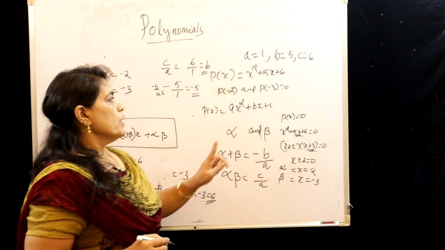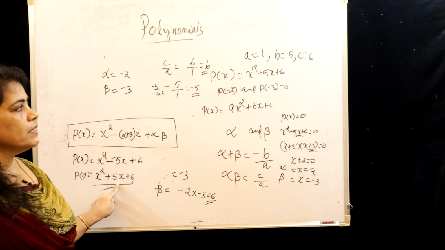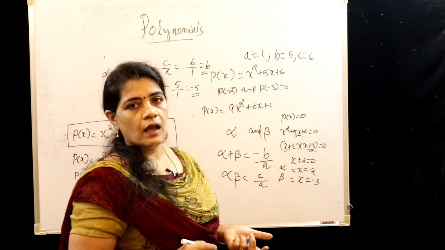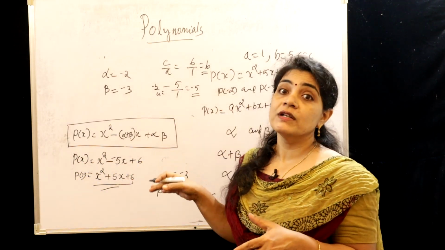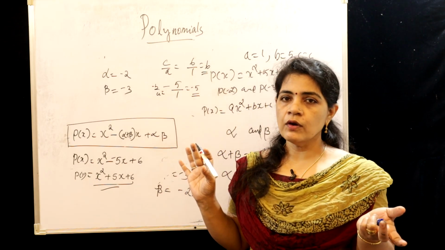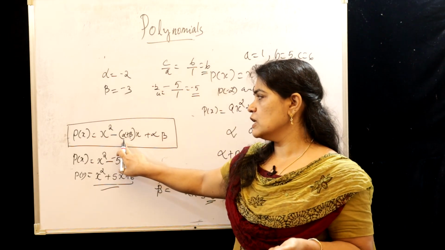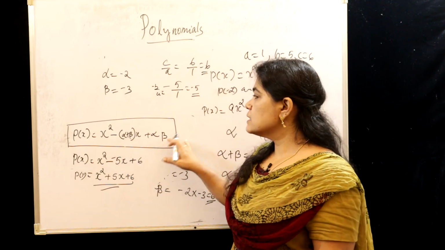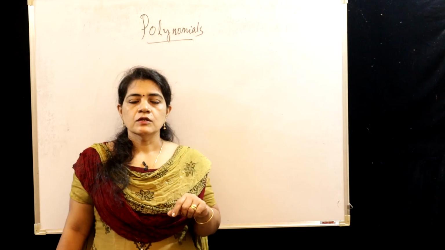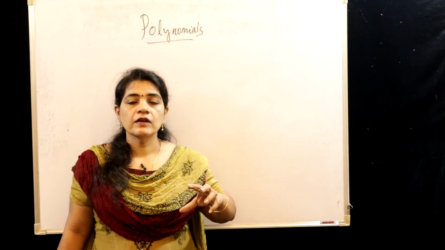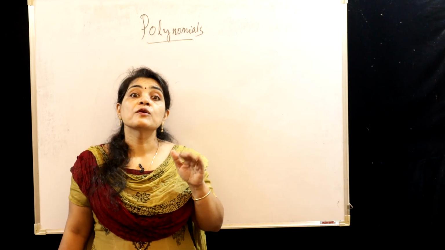See children, x square minus 5x plus 6. So if you know the zeros of the polynomial, you can easily form its corresponding quadratic polynomial. This is the very important equation: x square minus (alpha plus beta) into x plus alpha beta.